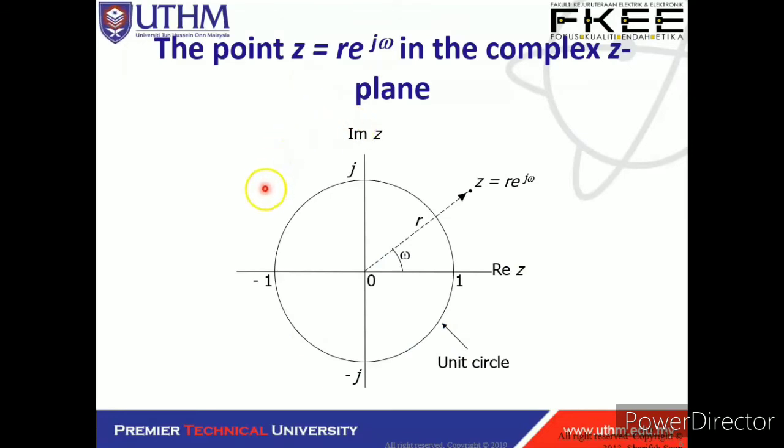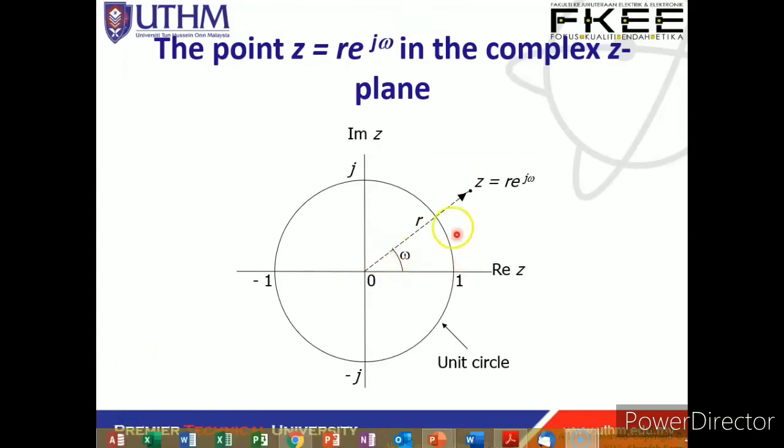This is the figure of the Z plane. For the Z plane, we will represent our signal with the radius r and the angle omega. As you can see here, for the Z plane, we have the real value of Z and also the imaginary value of Z. The real part we will plot on the x-axis, whereas the imaginary part we will plot on the y-axis.